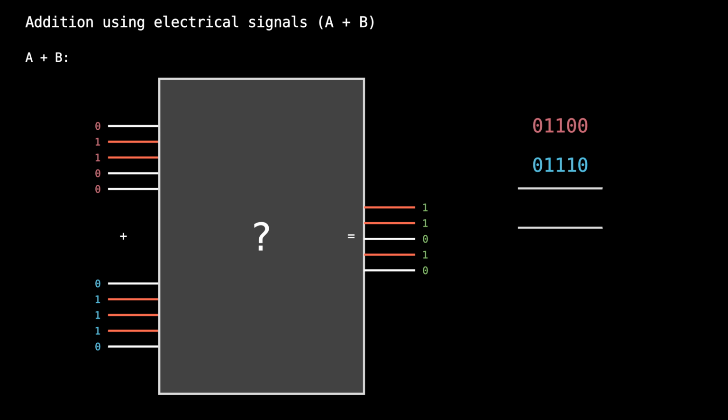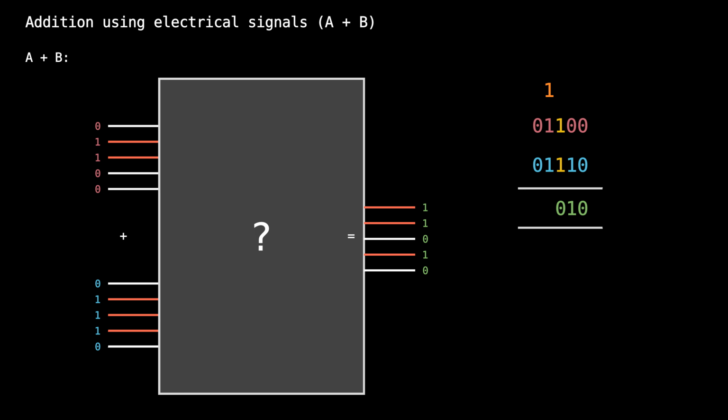The rules for binary addition are quite simple. When we add 0 and 0, we get 0. When we add 0 and 1, we get 1. But when we add 1 and 1, we get 10 in binary, which is 2 in regular decimal numbers. This means that we write down 0 and carry over 1 to the next higher bit.